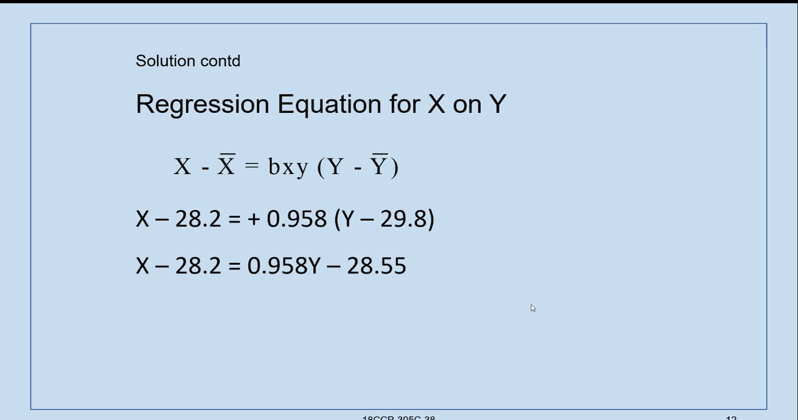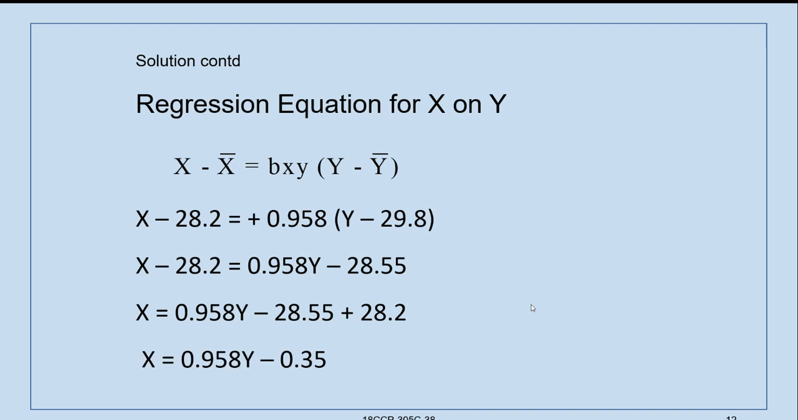So x on y is x minus x bar is equal to bxy into y minus y bar. So the actual mean is 28.2 for x and 29.8 for y. So x minus 28.2 is equal to 0.958 into y minus 29.8. So we got the equation as x minus 28.2 is equal to 0.958 y minus 28.55. So we got this equation. This is equation number 1. 0.958 y minus 0.35.